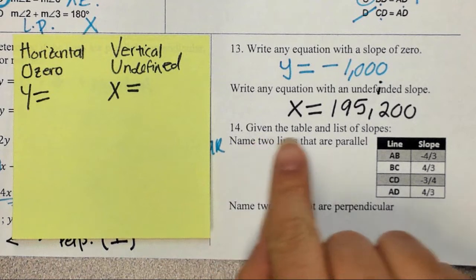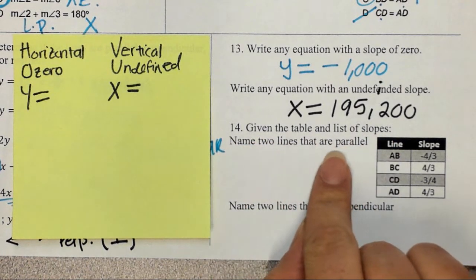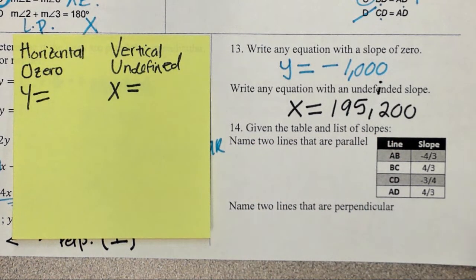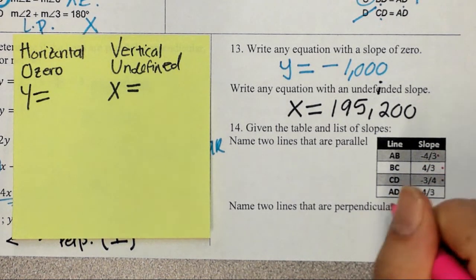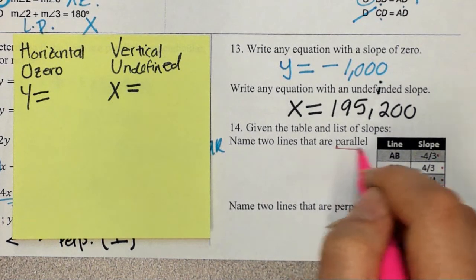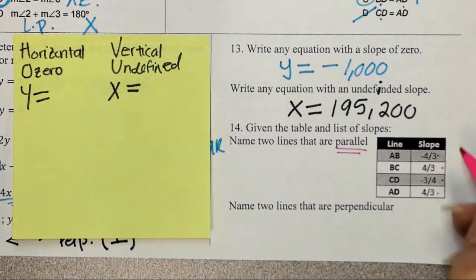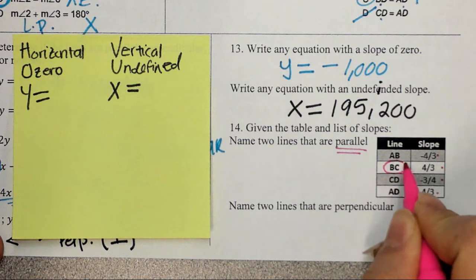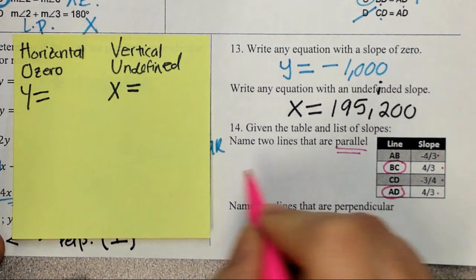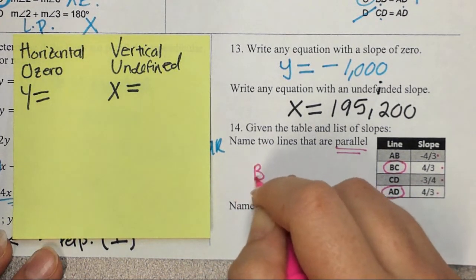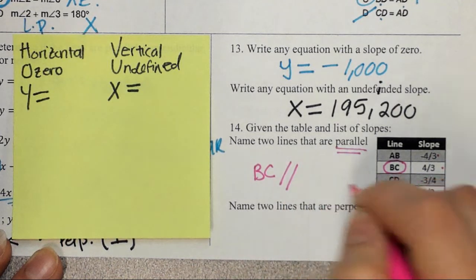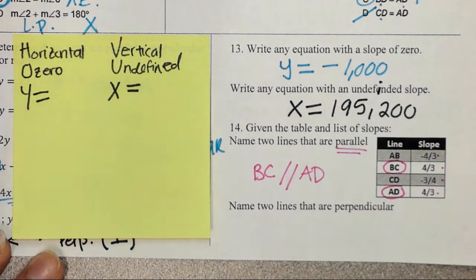Number 14, it says, given the table and list of slopes, name two lines that are parallel. So we've got AB has a slope of negative 4/3, BC is 4/3, CD 3/4, AD is 4/3. So parallel, you're looking for slopes that are the same. So it looks like BC and AD match up. So we could say that BC is parallel to AD.